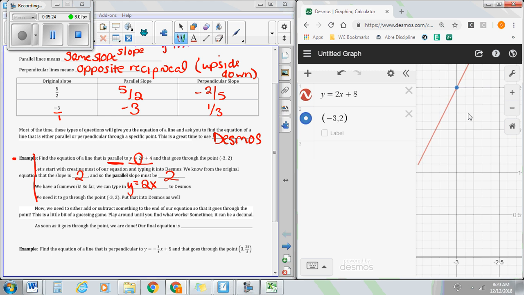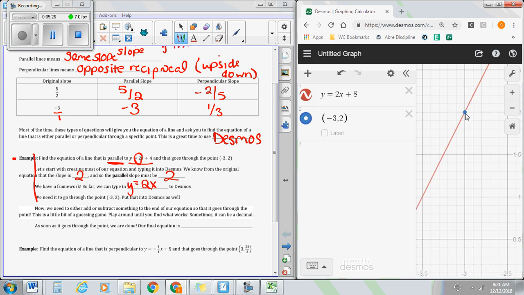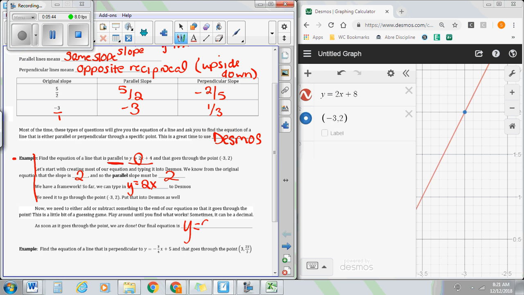What I always do as a little cautionary check is I zoom in a little bit and make sure that the dot is really on the line. Sometimes if you're zoomed out really far, it can look close but not exact. So as soon as it goes through the point, we're done. Make sure you check it. Our final equation is the one you see here: y equals 2x plus 8. And that's all there is to it. It's knowing what parallel or perpendicular means, and then guessing and checking on Desmos.